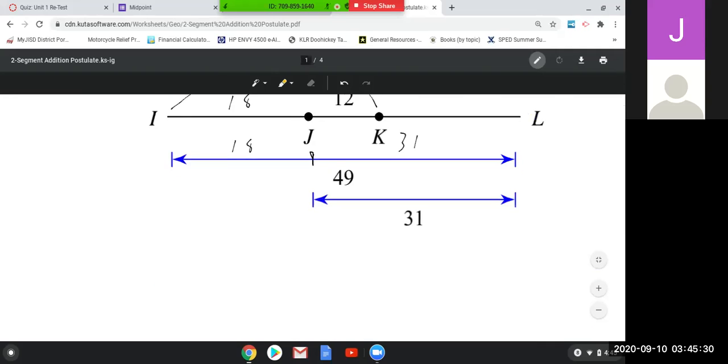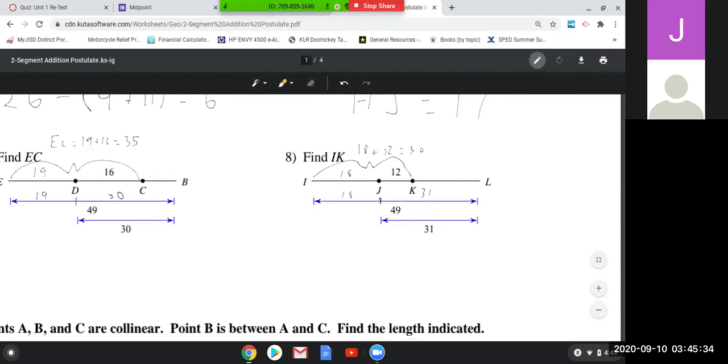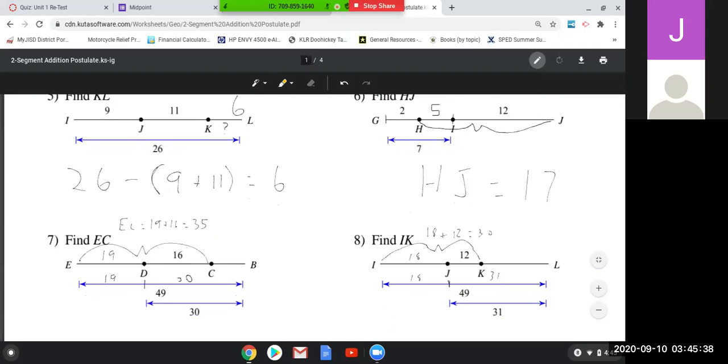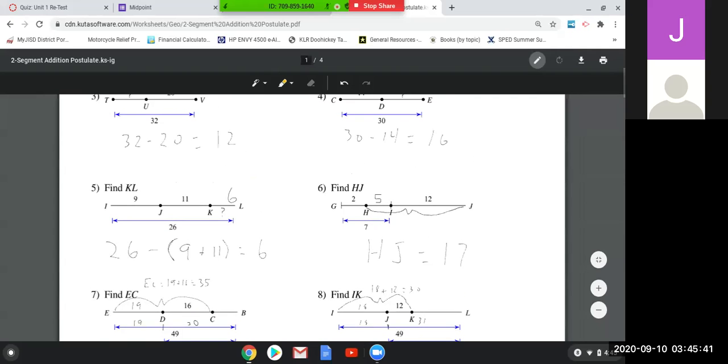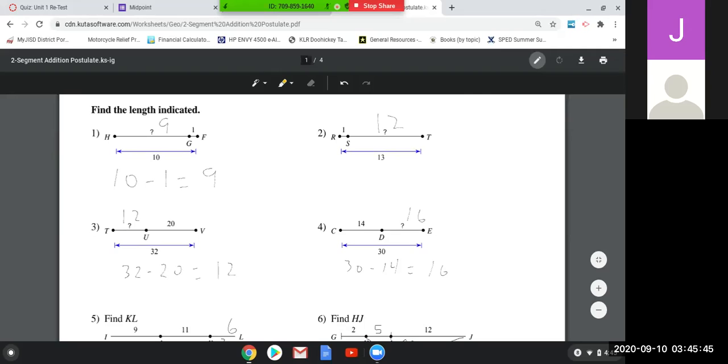All right, that is the segment addition postulate: a segment's length is equal to the sum of its parts. And that's it. If you have any questions about that, let me know.